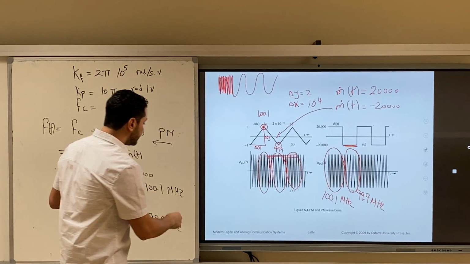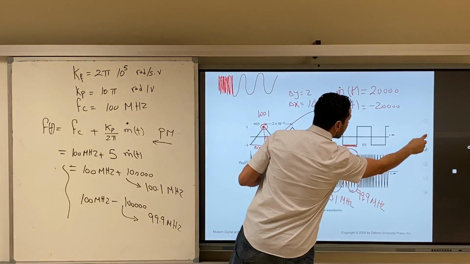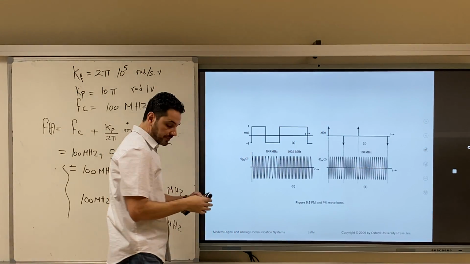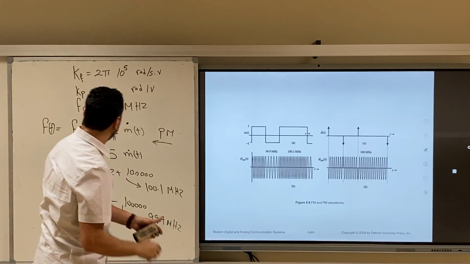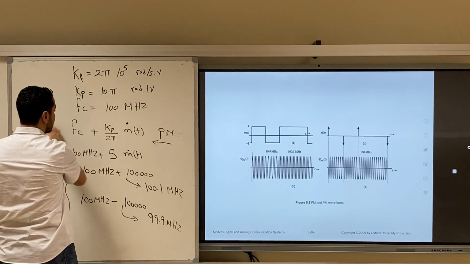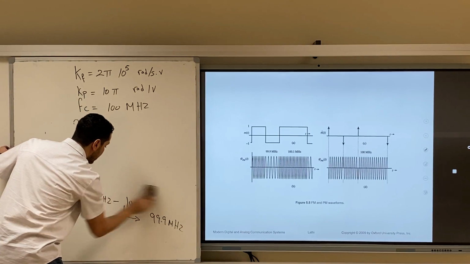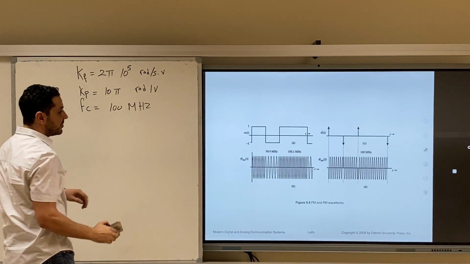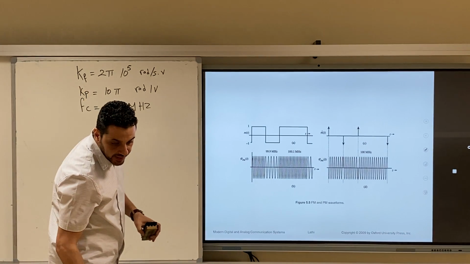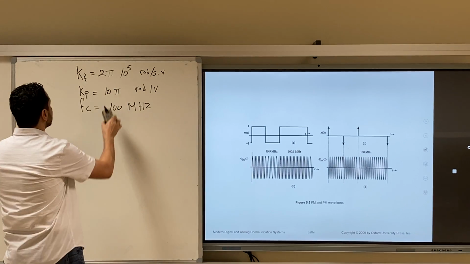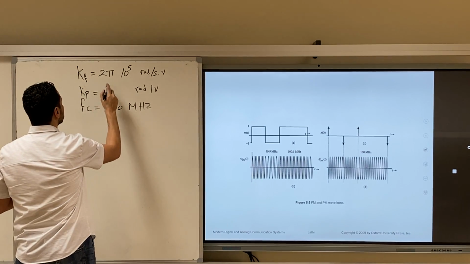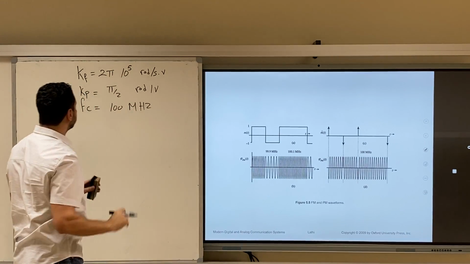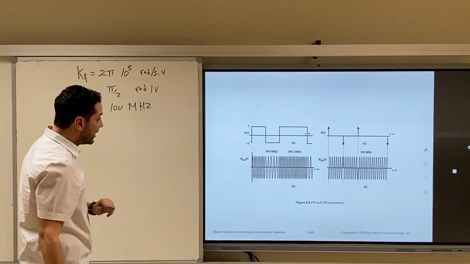The other example: m of t is given as a square wave. And then we are required also to sketch the wave for FM and PM. Kp here, in this example, is given as pi over 2 radian per volt. Kf is given as 2 pi times 10 to the power 5, and then again Fc is given as 100 megahertz.